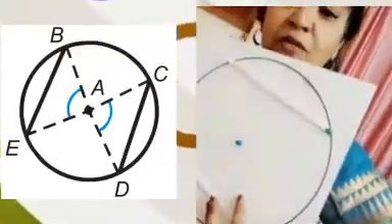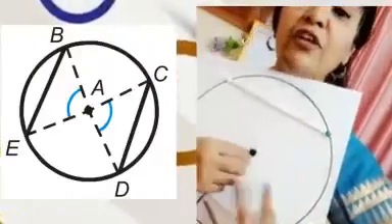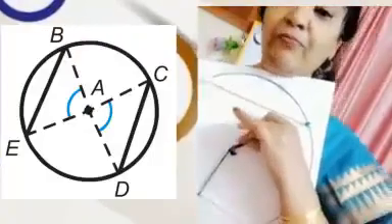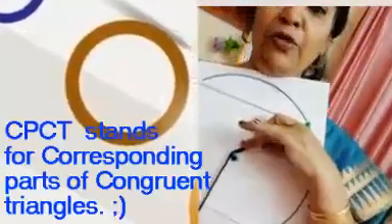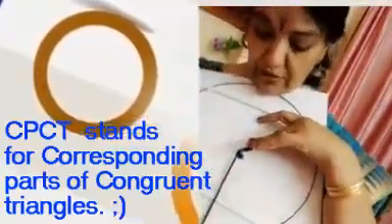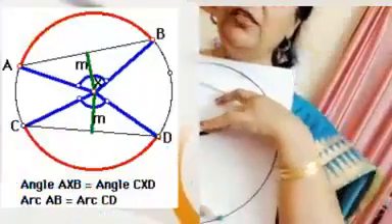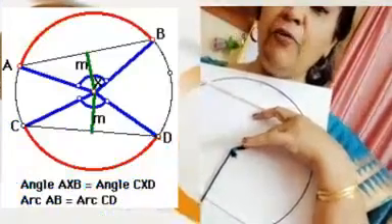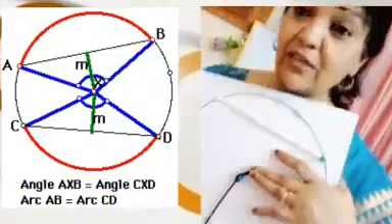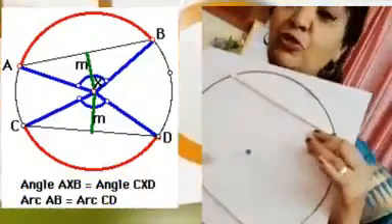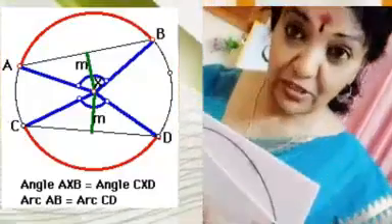And this is a chord, this is the center. If we draw a perpendicular from the center to the chord, and then measure the distance from one end point of the chord to the foot of the perpendicular and from the other end point, you can see one important concept: it will bisect. Suppose the chord is 8 centimeter. If you draw a perpendicular from the center to the chord, it will divide into 4 centimeter and 4 centimeter.